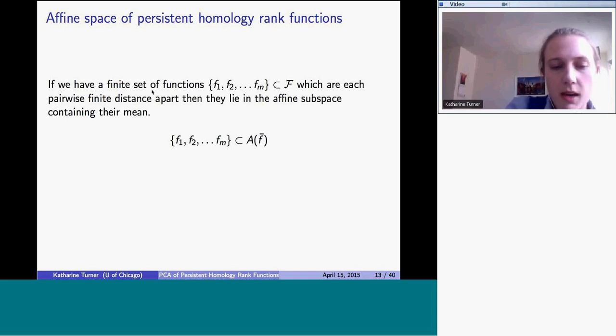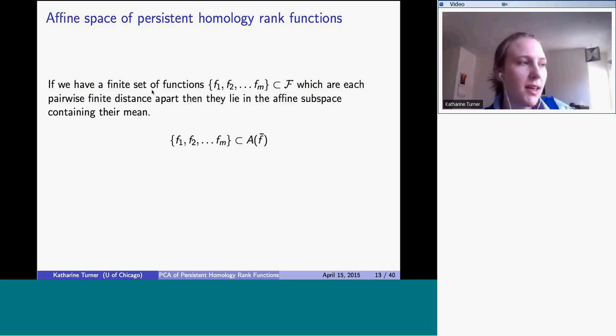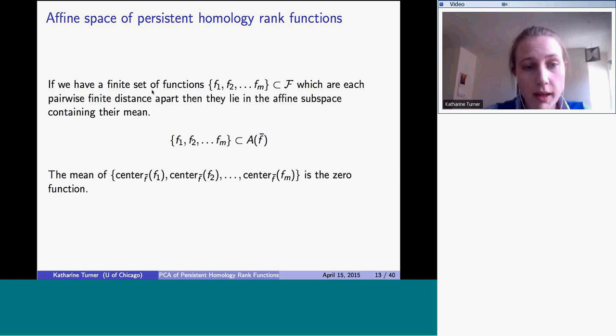So to reiterate, the idea is that you have a bunch of things. You just process them to get your persistent homology rank functions, and then you can take away the mean of those persistent homology rank functions to get a new set of functions which will have mean 0. And that will be hopefully in this L2 space.